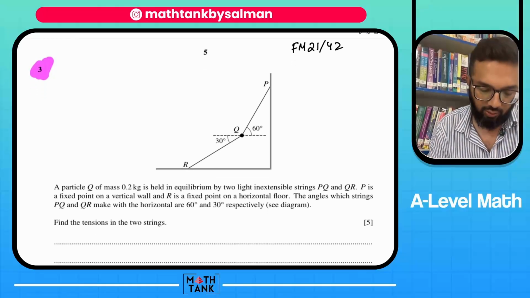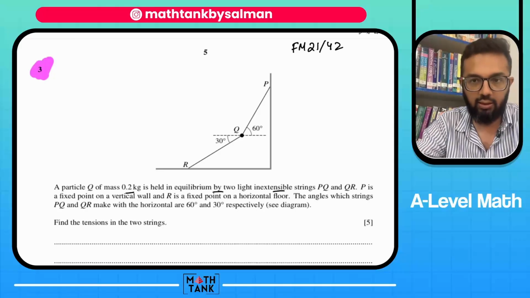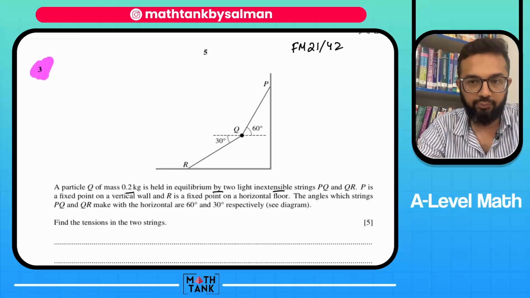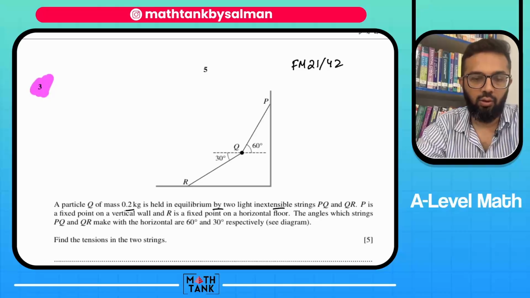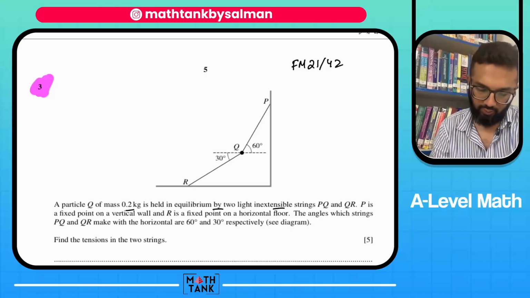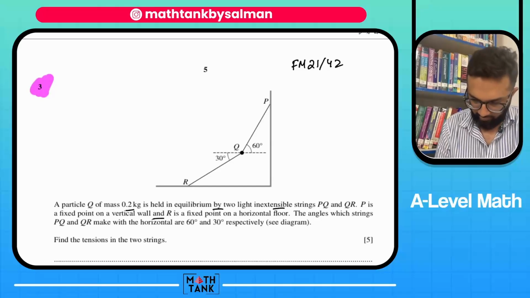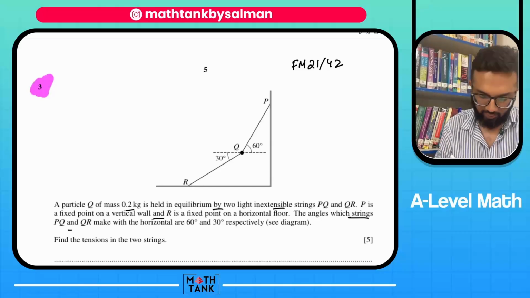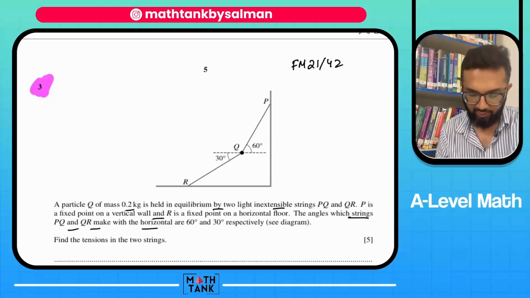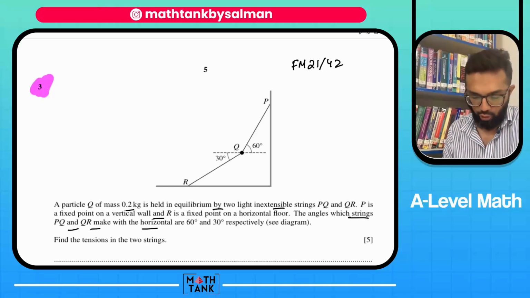It says a particle Q of mass 0.2 kg is held in equilibrium by two light inextensible strings, on a vertical wall, and R is fixed at a point on a horizontal floor. The angles which strings PQ and QR make with the horizontal are 60 and 30 respectively. Find the tension in the two strings. There are two strings involved.